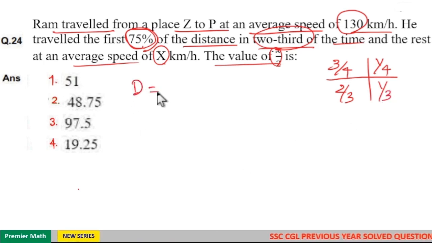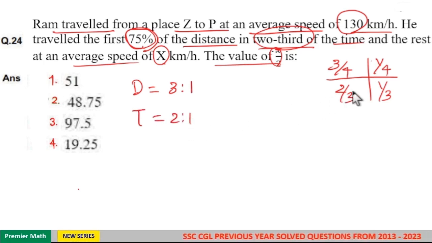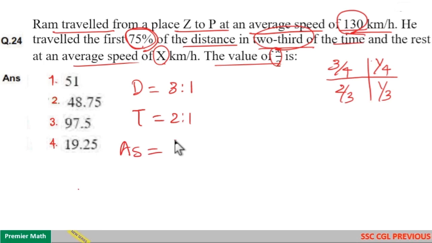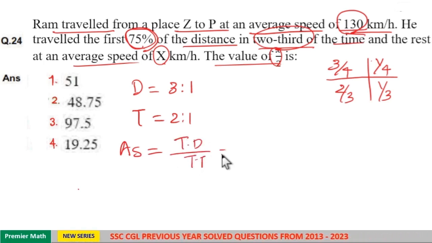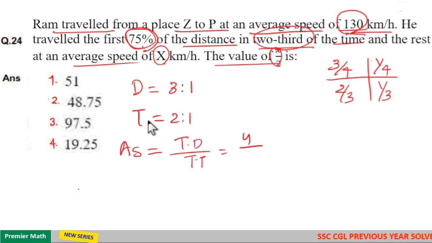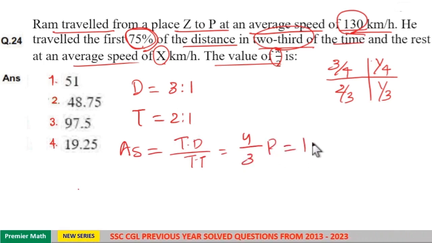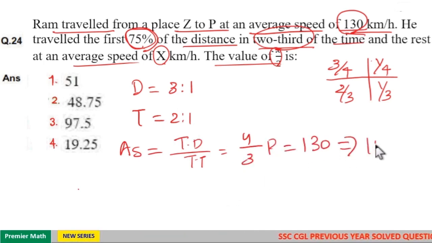Now you can see the distance ratios. Total distance is 4 parts. Then the first distance is 3 parts and the second distance is 1 part. In the same way, the time ratio is 2:1. Total time is 3 parts. First time 2 parts, second time 1 part. Now here the average speed is 130 km per hour. Average speed means total distance by total time, which is total distance 4 parts and total time 3 parts. So 4/3 part is equal to 130 km per hour, which means 1 part is equal to 130 into 3, 390, divided by 4 parts. That is 390 by 4 part.